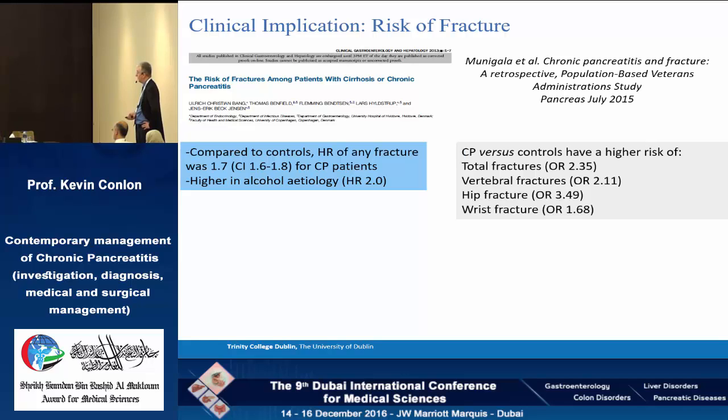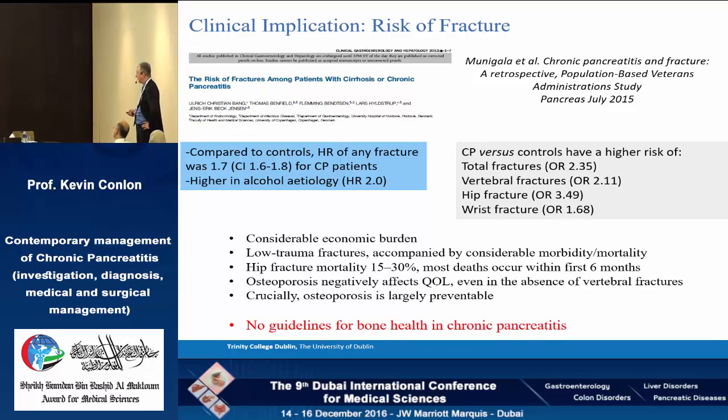This is a study that was published in Pancreas last year, which has looked at chronic pancreatitis versus controls, and it's higher total fractures, vertebral fractures, hip fractures are risk factors. Now, we know that once you have a fracture and once you end up in hospital, it becomes a considerable economic burden. There's a considerable mortality and morbidity. And it's very interesting that particularly in patients who are older, there is a hip fracture mortality, and most deaths occur within the first 6 months.